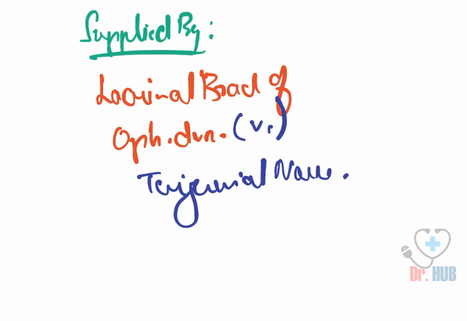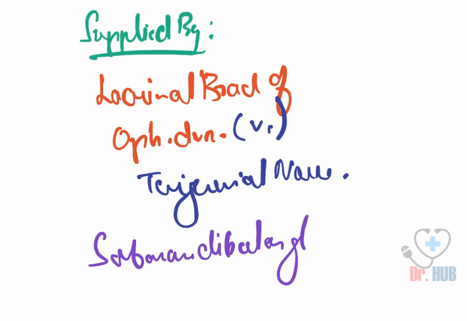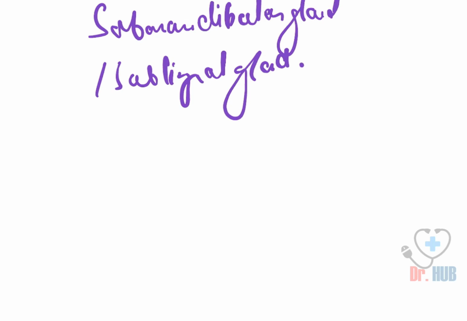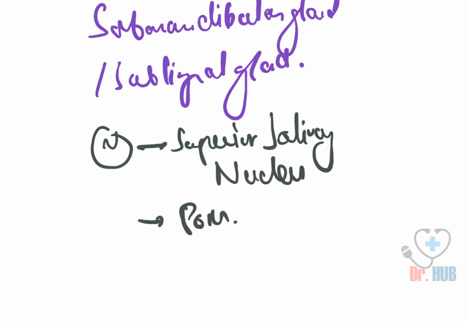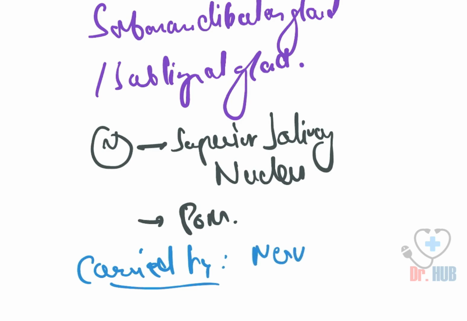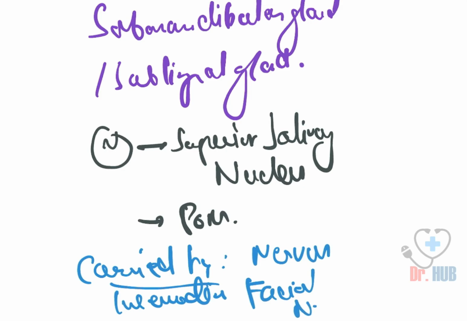Next we move on to the next gland, that is the submandibular gland, or the sublingual gland. Here the nucleus is the superior salivary nucleus in the pons. What is it carried by? It is carried by the nervus intermedius, the facial nerve.